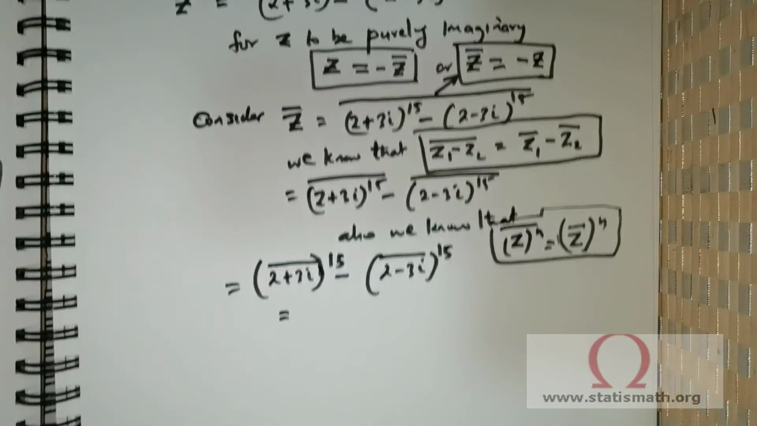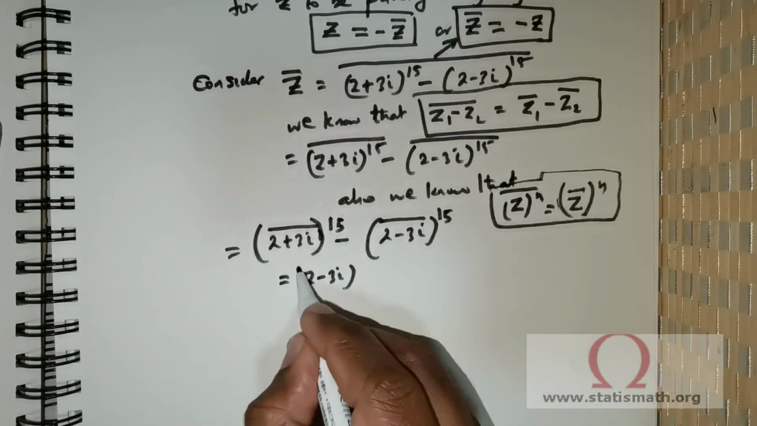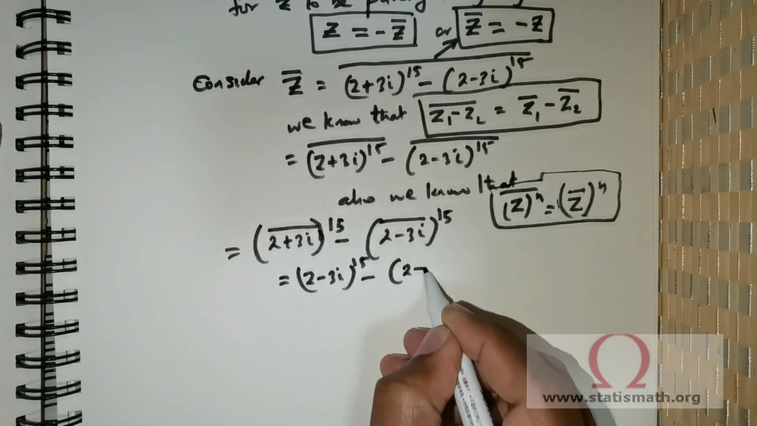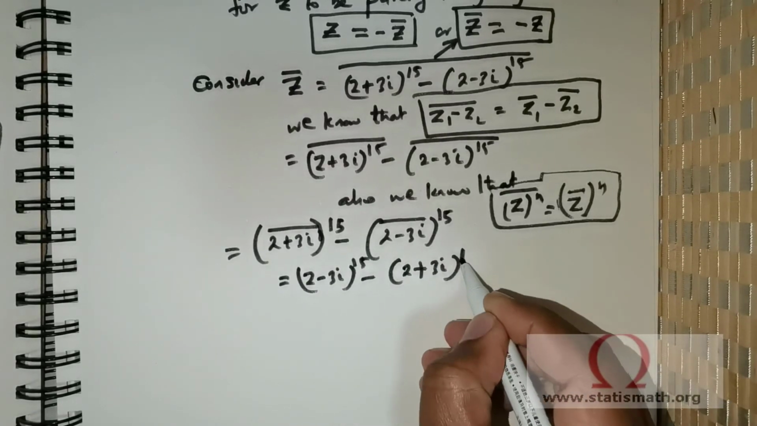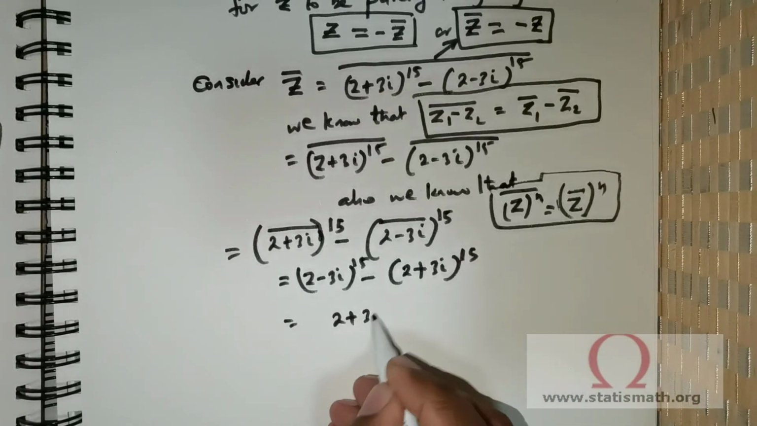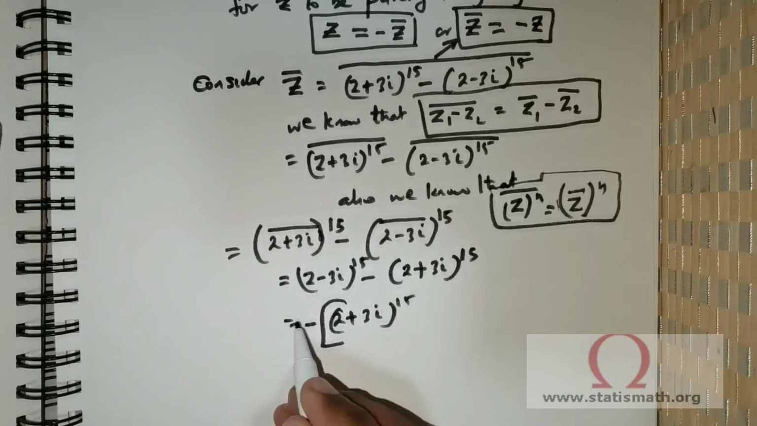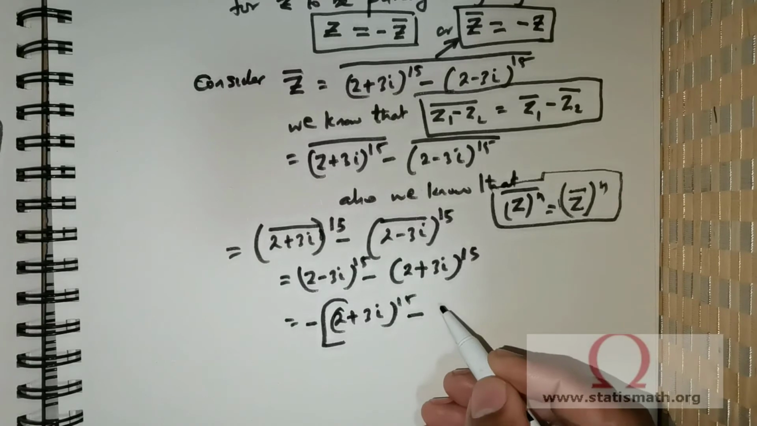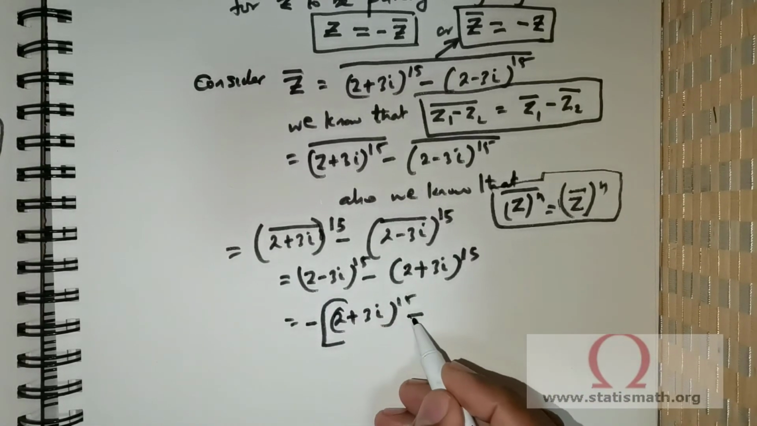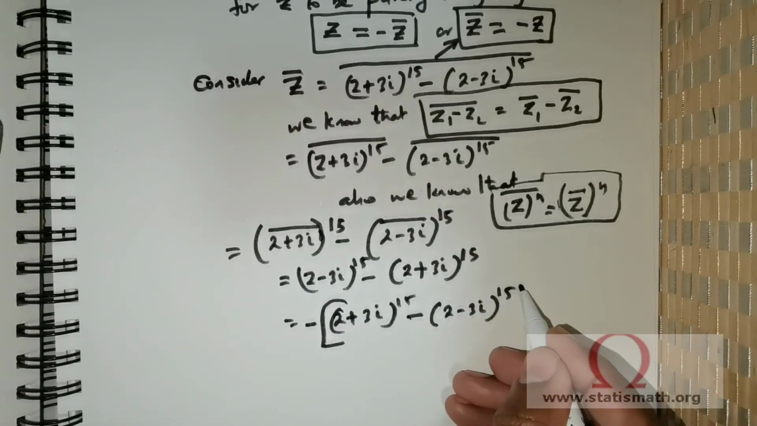So this is equal to the conjugate of 2 + 3i, that's 2 - 3i, raised to the power 15, minus the conjugate of 2 - 3i, which is 2 + 3i, raised to the power 15. Now I can rewrite this as (2 + 3i) raised to the power 15. I can place a negative sign outside. I need a positive sign for this, so I need to place a negative sign. So it's going to be (2 - 3i) raised to the power 15.